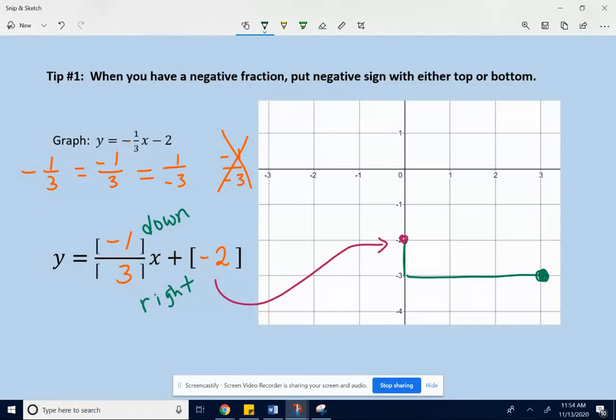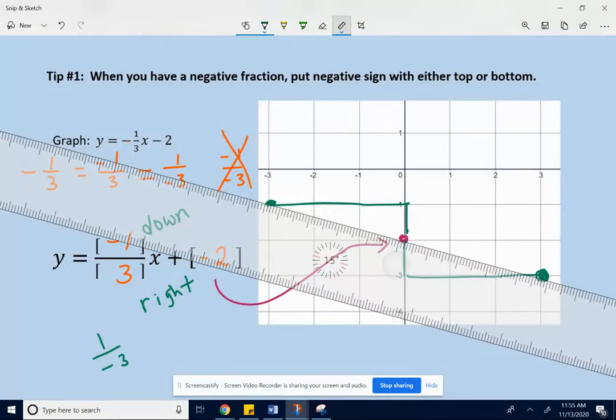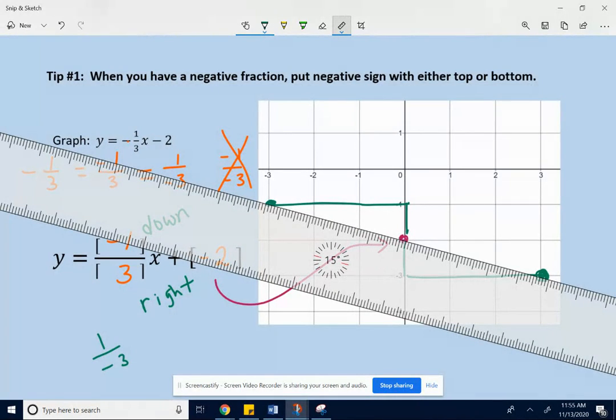I'm going to put my dot. And I want you to notice just for a second, if I would have put that negative on the bottom instead, I would be going up 1, left 3. If I would have started at negative 2 and went up 1, left 3, can you tell that I'm still on the same line? It wouldn't have really mattered if I would have put the negative at the top or the bottom. I'm still on the same line. But this is my line.